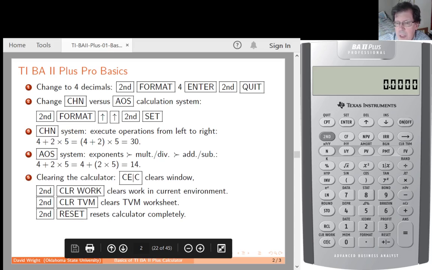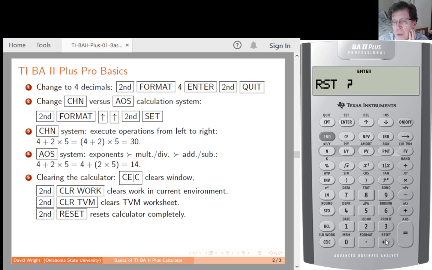And then you might notice reset here over the plus minus button. If you say second reset and then say yes or enter, it will clear the whole calculator. So for instance, let's just do that. If I say second reset, it says, do you really want to reset? That's a question mark there. And I'll say yes. And there it is. And it reset me. You notice I got back to 2 decimals.